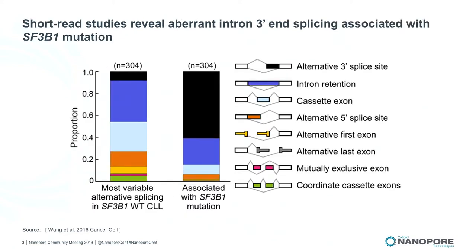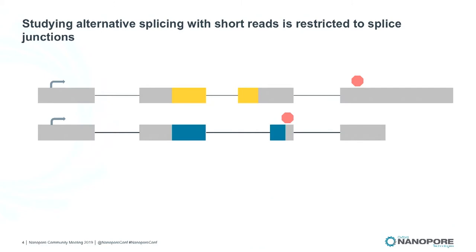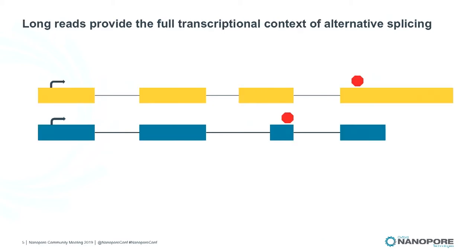Many groups have found that there is a disproportionate increase in aberrant 3' splicing in patients with SF3B1 mutation compared to wild-type SF3B1. This particular analysis comes from 37 CLL patients from Kathy Wu's group, and we collaborated with their group to resequence some of these patients with nanopore sequencing. The rationale being that with short read sequencing, looking at these aberrant 3' splicing events, you're only able to do it in isolation. Whereas with nanopore sequencing, you get a view of the full transcriptional context of these aberrant splicing events, and you can begin to better predict the functional consequences of these aberrant splicing events.